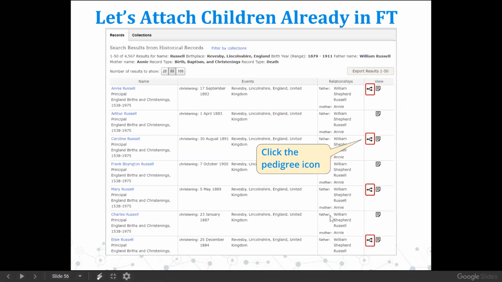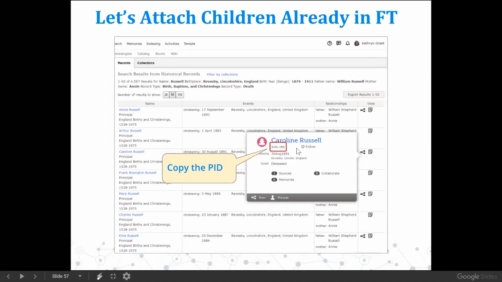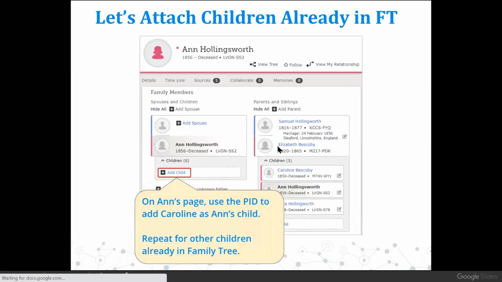So now we've got some more low-hanging fruit here. Let's attach these children that we found through FamilySearch historical records. So I'm going to click the pedigree icon. That's going to tell me who the record is attached to. I'm going to copy this PID. Then I'm going to go back to Ann's page, and I'm going to use the PID to add Caroline as Ann's child. We're not going to go into detail about how to do that.